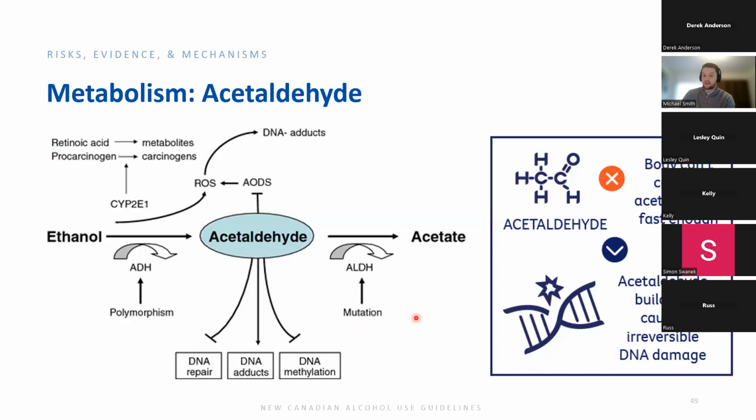One of the primary mechanisms for the carcinogenesis, or the cancer-causing effects of alcohol, is that acetaldehyde can cause irreversible DNA damage. You can see that below here too, where alcohol is implicated in impairing DNA repair and remodeling, also called methylation, but can also form structures called DNA adducts, which have been shown to directly damage DNA.